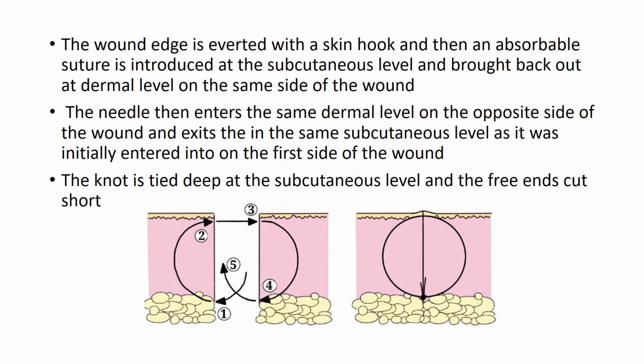So this is where you introduce the needle into the wound edge. Then the needle comes up at the upper end of the wound, and is reintroduced at the same level of the upper end of the wound. The needle is then pushed out from the deepest part of the wound at the same level as the first entry point. Then the knot is tied together and it is buried deep in the tissue.